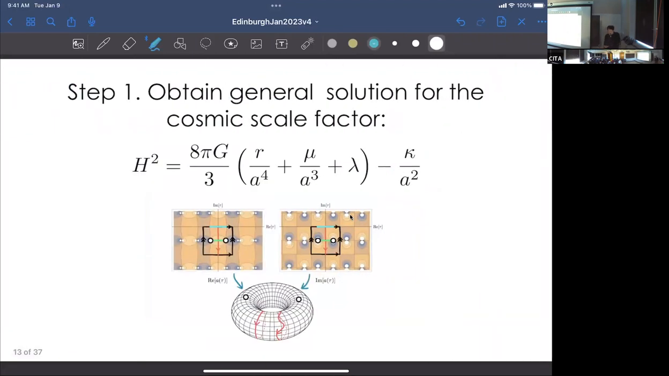So, step one here was that the first thing is that if you just take the Friedman equation for a general realistic universe with all the matter components, all the components we know should be there. So here's the Friedman equation, including a radiation density, some matter density, a cosmological constant. And then in principle, there could be some spatial curvature there also. We're trying to explain why this is unobservably small.